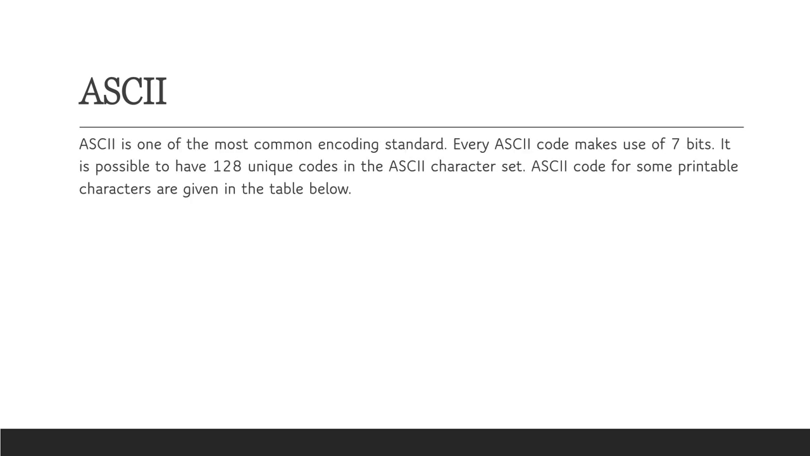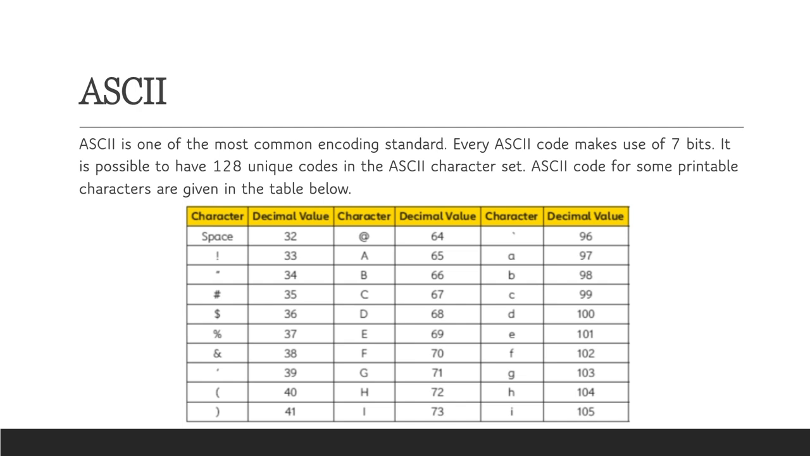ASCII. ASCII is one of the most common encoding standards. Every ASCII code makes use of 7 bits. It is possible to have 128 unique codes in the ASCII character set. ASCII codes for some printable characters are given in the table below. Like space is represented as 32, @ is represented as 64. In this way, small a is represented as 97 and capital A is represented as 65.